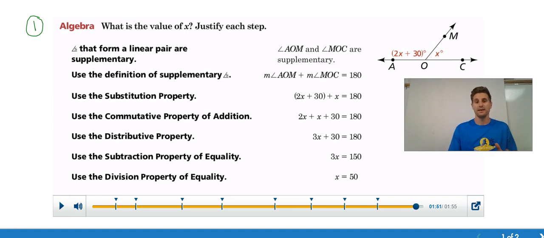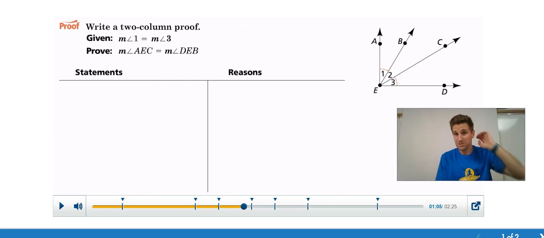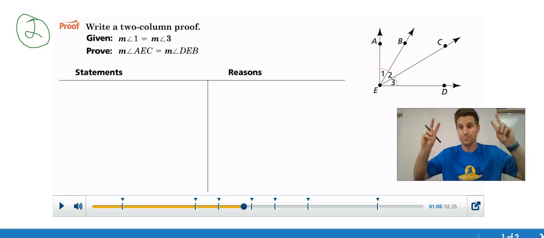So, again, each step is taken. Each step we have a justification. Again, it's the reason why we're doing it. Okay? We're only going to do one more problem, so bear with us. Here we go. This is our last problem, and it's a doozy. We're going to do what's called a proof.